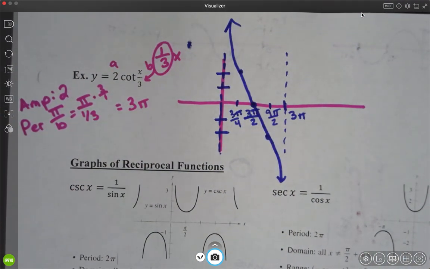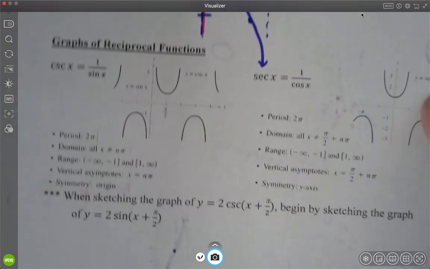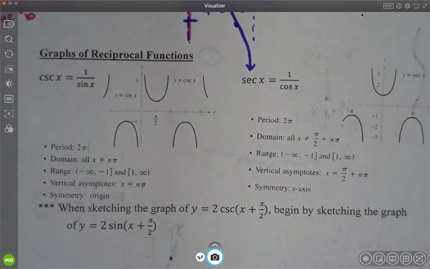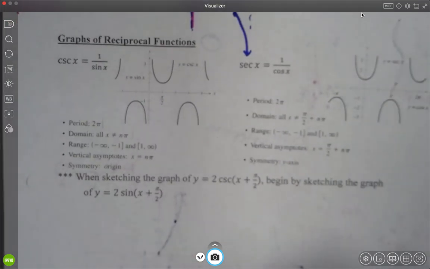He's almost as straight as that. Happy with that? It's almost like a straight up and down. Wait, why is mine not like a straight up and down line? I don't know. It's not supposed to be a straight up and down line.